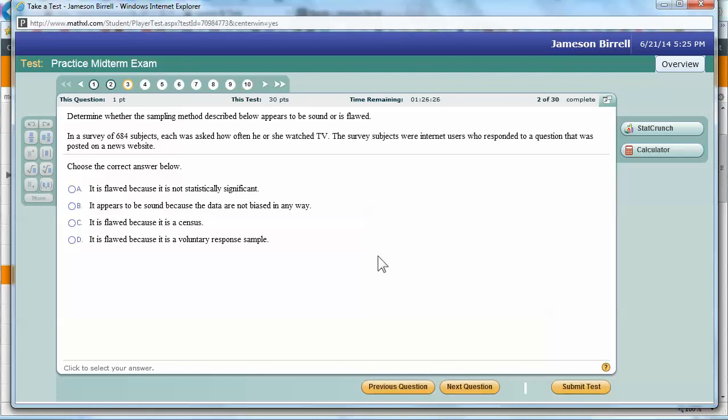Okay, there's probably lots of things you could read into this problem to decide that it is flawed, and I agree it is flawed. But let's look at the choices given, and then maybe I'll talk about things that you might read into it later. Okay, it is flawed. That's kind of in agreement with what I would say, because it is not statistically significant.